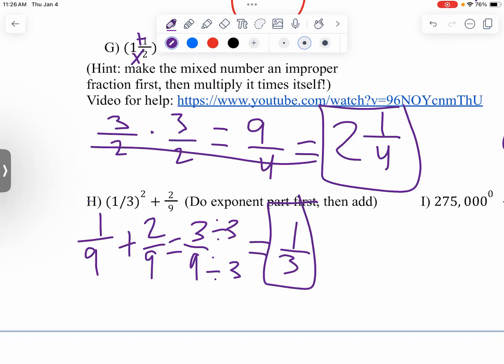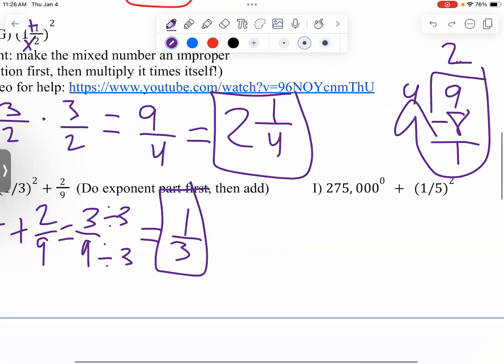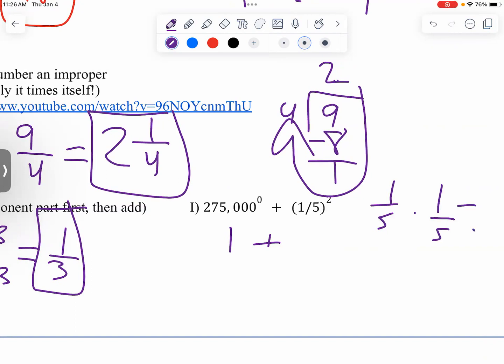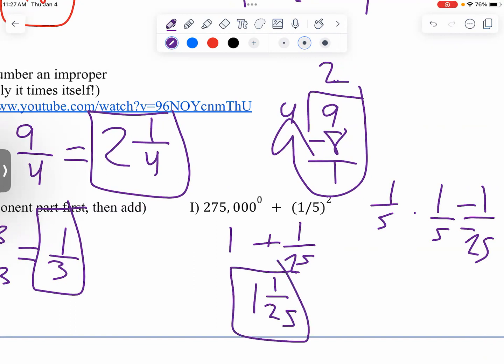Okay. And finally, we have 275,000 to the power of 0. Anything to the 0 power is 1. Aha, tricky, right? Okay, then 1/5 to the 2nd power is going to be 1/25. So 1 plus 1/25 is 1 and 1/25. That looked hard, but it wasn't. There you go. Okay, so make sure you have all the work shown and turn this guy in.